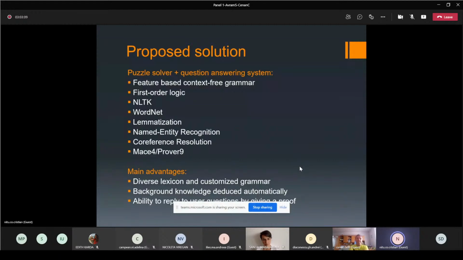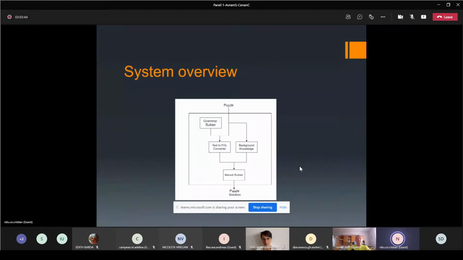Because I consider that not only solving a puzzle is important, but also the ability to give a user a reply to a question regarding the puzzle, I used Prover9 in order to reply to the parsed questions which can come from the user. The main advantages of my system in comparison with others are the diverse lexicon and the customized grammar I obtain, the background knowledge which can be deduced automatically, and the ability to reply to user questions by giving a proof.